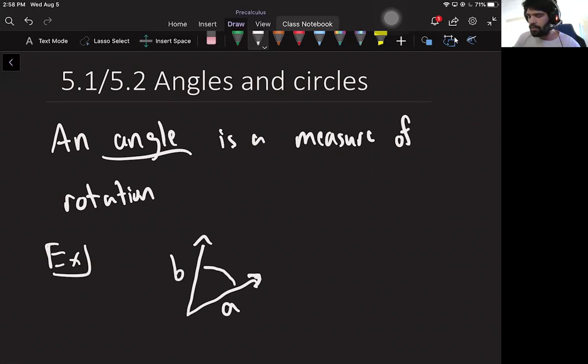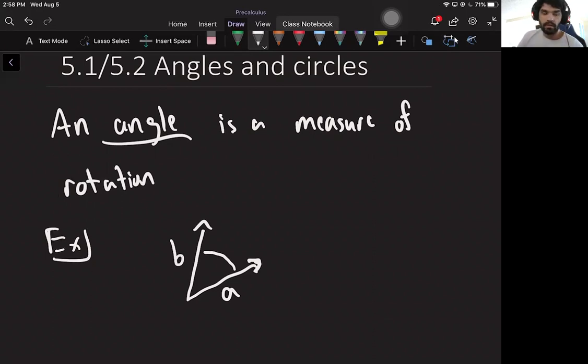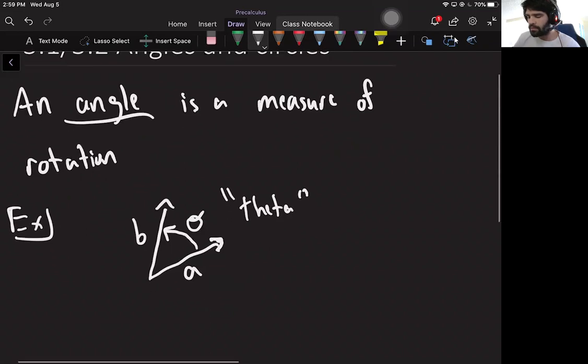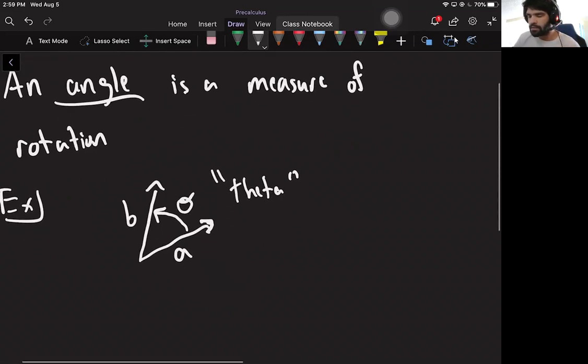The angle is how far I have to rotate A until it becomes B. So since I'm going from A to B, we even draw this with a little arrow like that. You don't have to, but sometimes you do. And the angle itself, aka how far it is from A to B, we need to name that, and we call it theta. So it's a Greek letter called theta. And you can use other letters to label angles too, but that's the first letter you usually use.